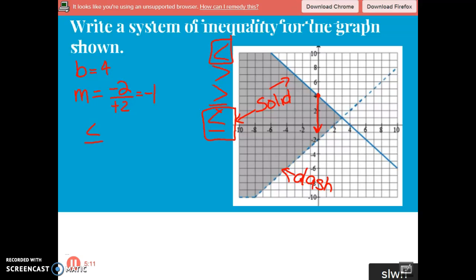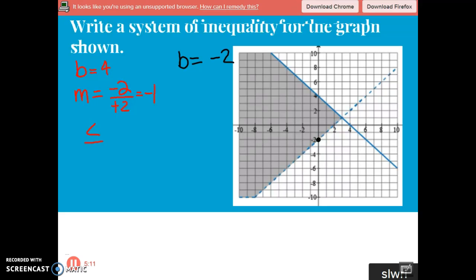Now let's get the components of the other equation. And because it's the other equation, I'm going to choose a different color. I'm going to choose black. The first thing we need to find is the y-intercept, or the b. The y-intercept for the second equation is negative 2.